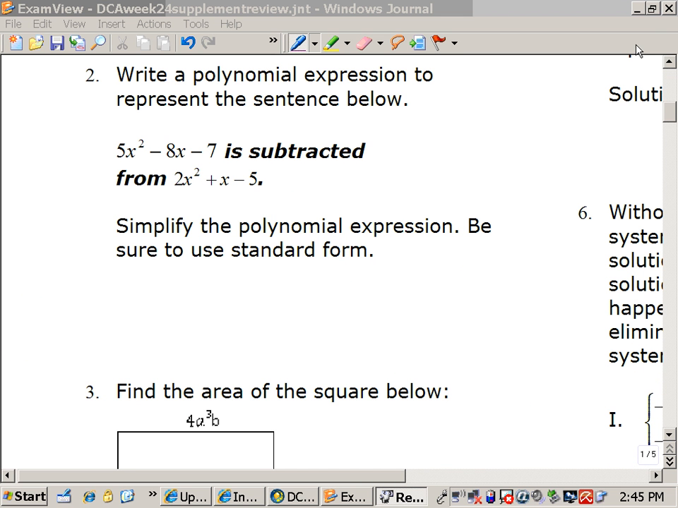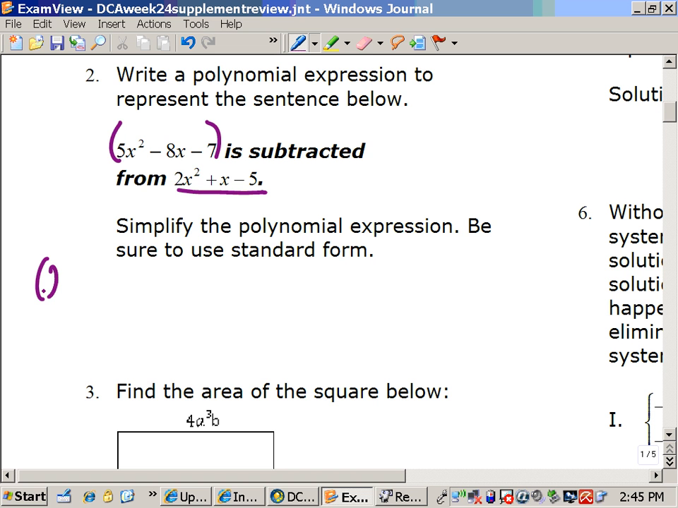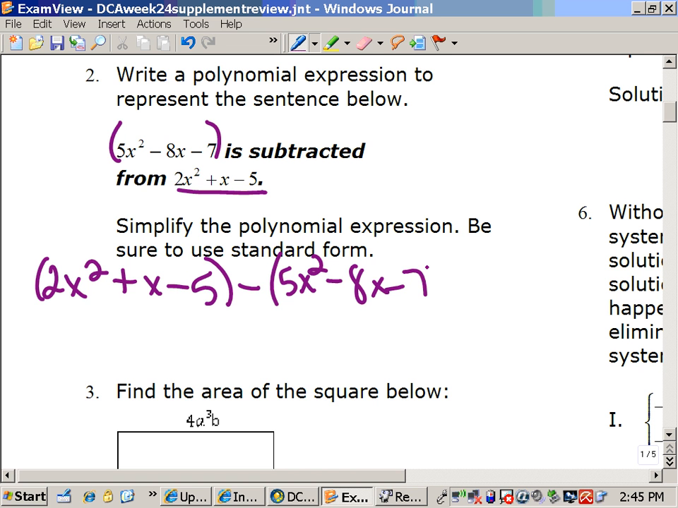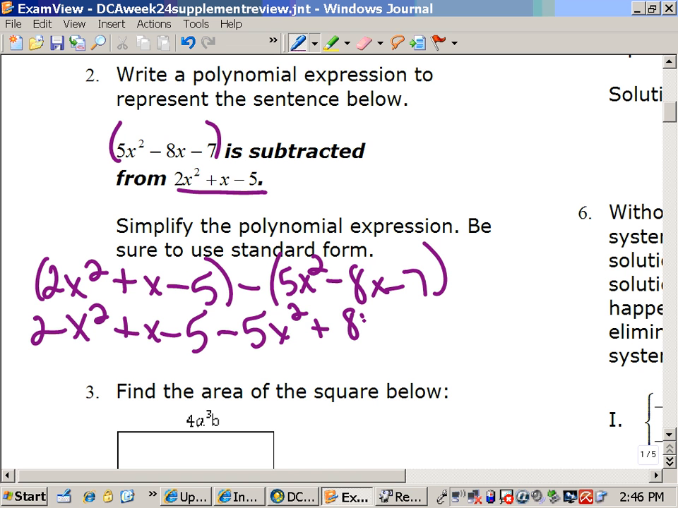All right, number 2, I hope you paid attention. It said that 5x squared minus 8x minus 7 is subtracted from 2x squared plus x minus 5. So the 2x squared plus x minus 5 has to go first, then the subtraction, and then 5x squared minus 8x minus 7. I'm going to rewrite it taking off the parentheses and distributing the negative. So that's minus 5x squared plus 8x and plus 7.